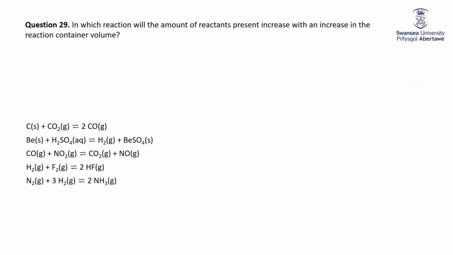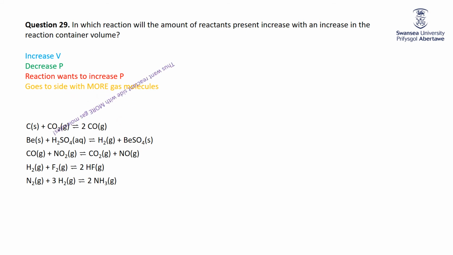And sometimes we'll even talk about that in these future questions. So, in which reaction will the amount of reactants present increase with an increase in the reaction container volume? If we increase the volume, we decrease the pressure. Any reaction wants to increase the pressure, which means it tries to make more gas molecules, so it will go to the side with more gas molecules.